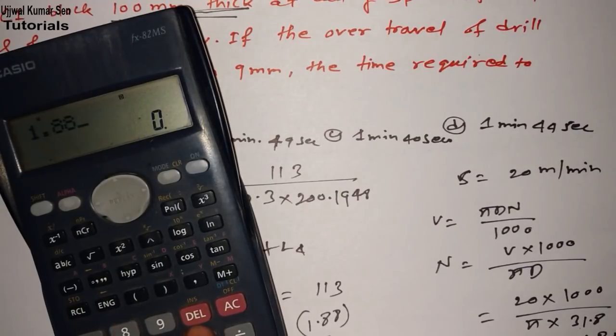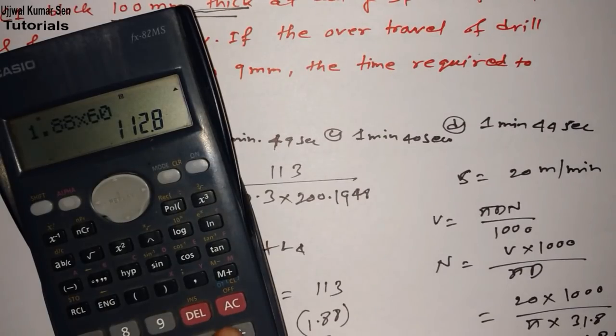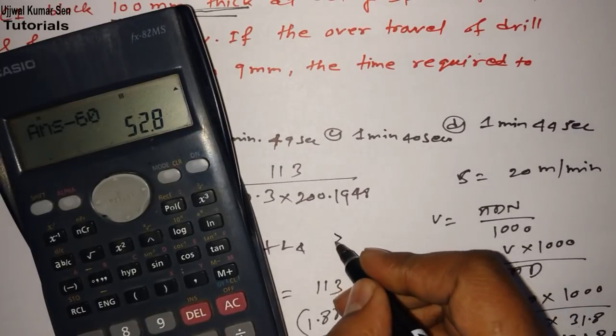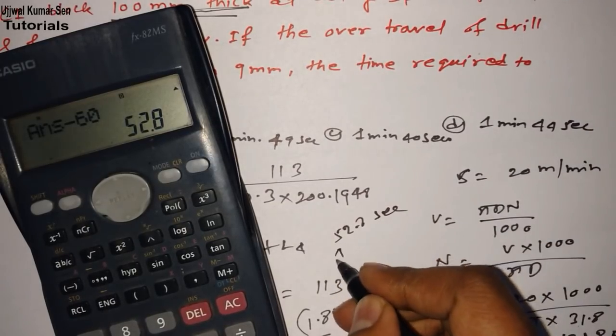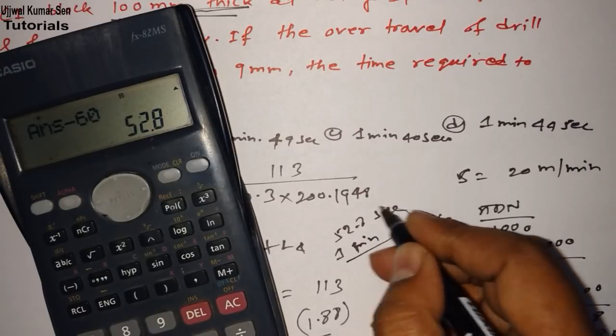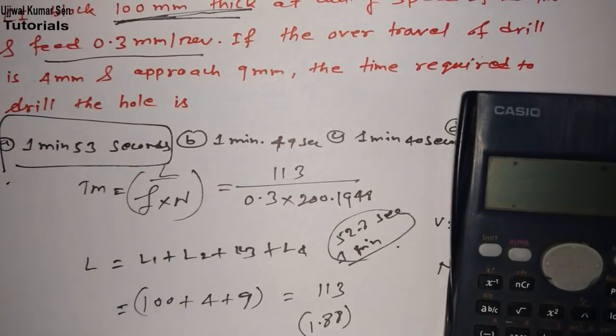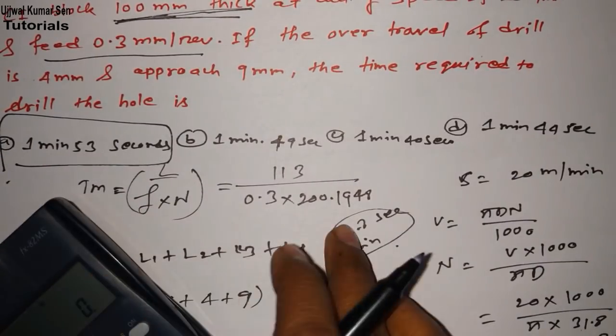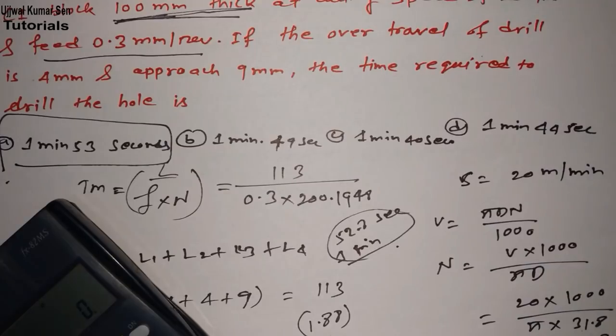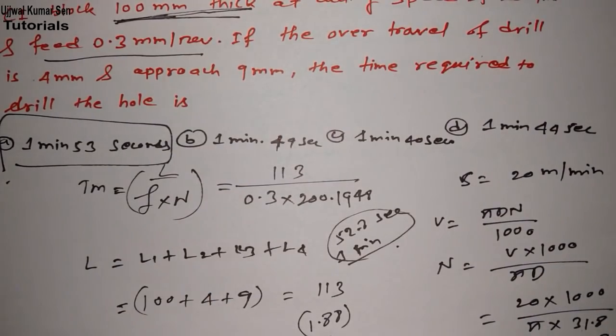Therefore, 1.88 multiplied by 60, so how much are we getting? 112.8. That means, if I subtract 60, then what happened? 52.8 seconds, and 60 seconds is 1 minute. So the answer is 1 minute 52.8 seconds. So here's the right answer, 1 minute 53 seconds, because it is the closest one to the answer we got from here. So this is all about solving numerical problems related to the drilling machine.